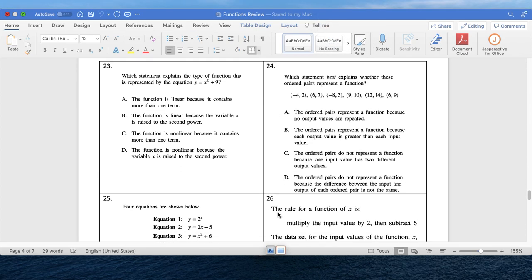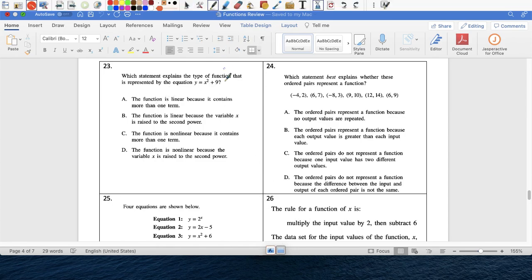23, which statement explains the type of function that's represented by the equation y equals x squared plus 9? Well, let's translate this, right, to a sentence. How do we write that? The function is linear. Well, it's definitely not linear, right? It's to the second power, so it's not linear. So A is gone. Stop reading. The function is non-linear. Okay, I'm interested now because it contains more than one term. Absolutely not. And then D, the function is non-linear, correct, because the variable x is raised to the second power, and that's exactly what's happening here. So D is our correct answer.